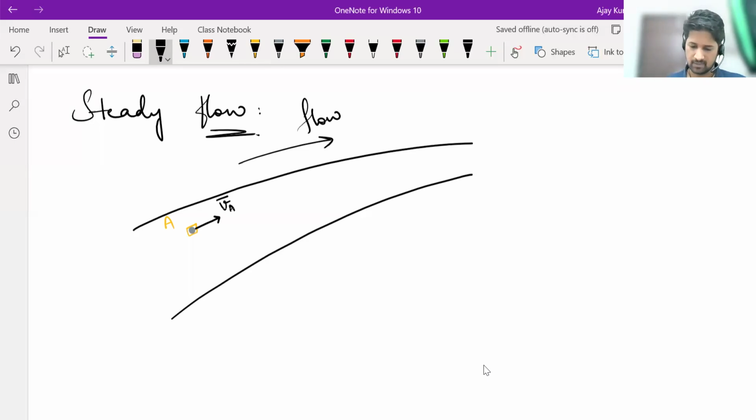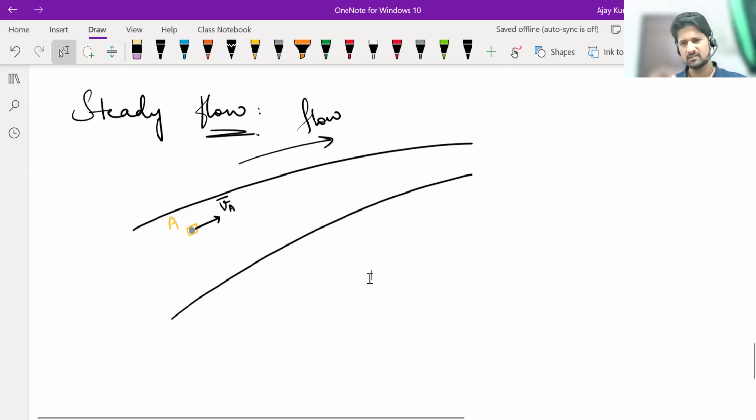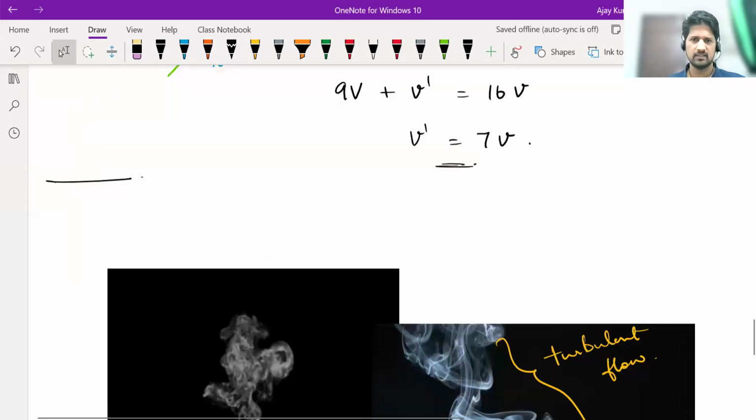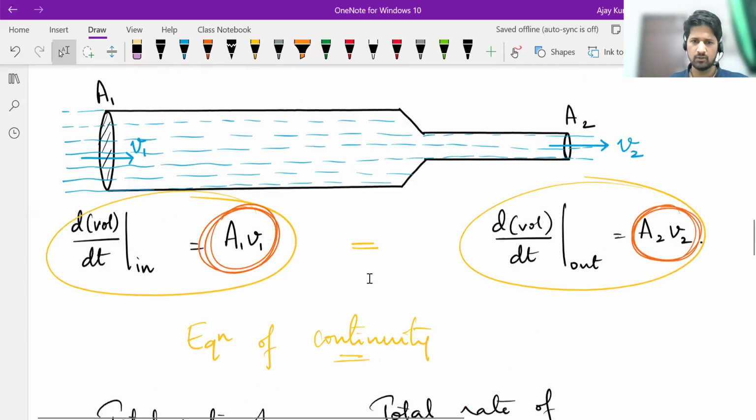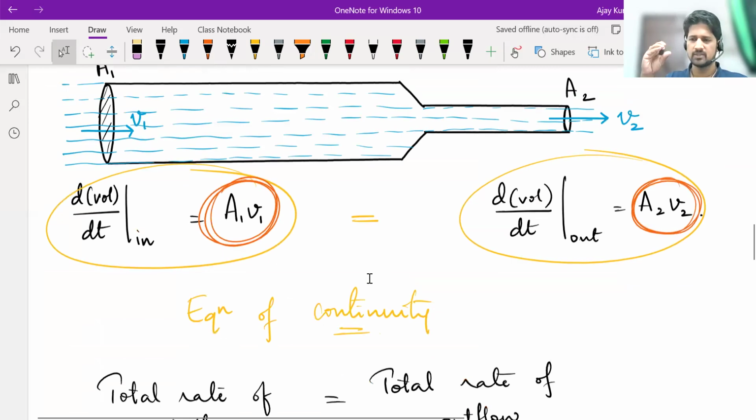Now you know that as the area of cross section varies, the speed of flow can vary. We had just proved that in the equation of continuity, A1 V1 equal to A2 V2. From this equation itself, A V is constant, so if A decreases, V increases. Where the pipe becomes narrow, the speed increases, even if it's an ideal fluid.